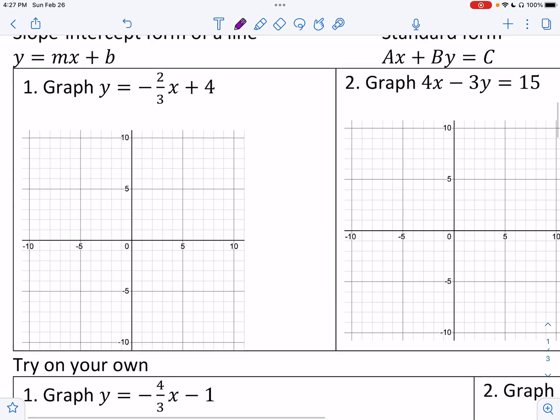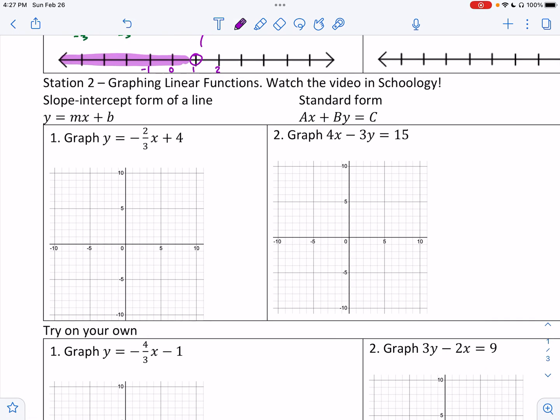So for station 2 today, we have graphing linear functions. The goal is, of course, working up to the linear inequalities, but in order to graph those, we need to first maybe review just graphing linear functions. So there's two most common forms that linear functions can be written in.